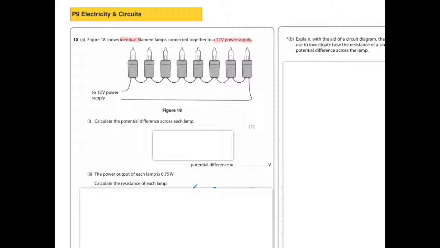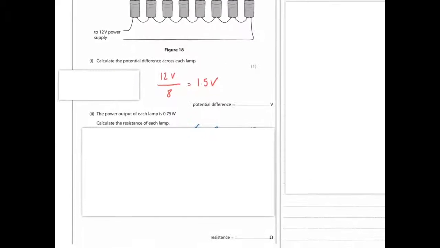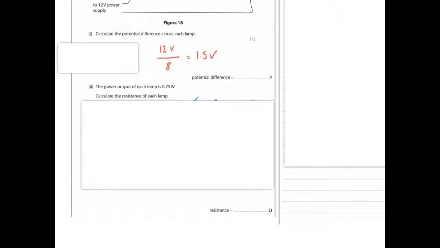So 1, 2, 3, 4, 5, 6, 7, 8. And so you do 12 divided by 8, which is 1.5 volts. Really quite easy. The power output of each lamp is 0.75 watts. Calculate the resistance of each lamp.